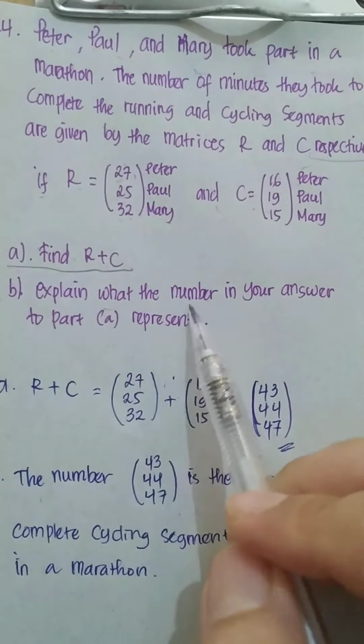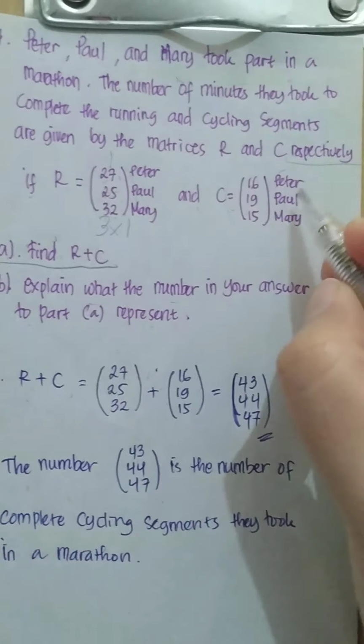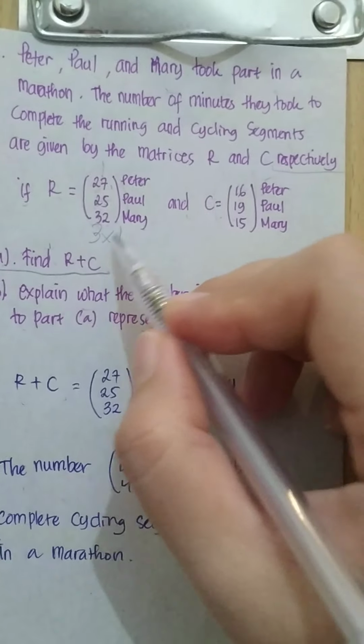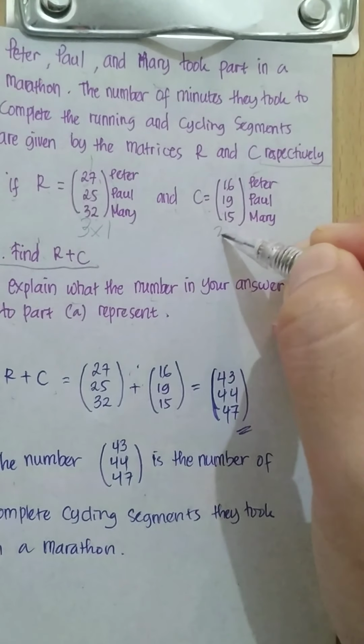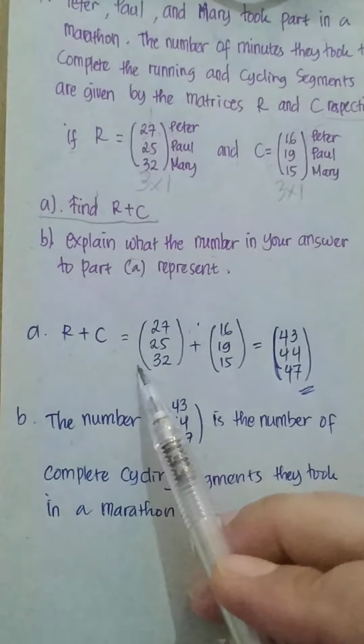Okay, so let's find part A. Part A is R plus C. Kalau R plus C udah gampang ya, matriks ini dijumlahkan dengan matriks ini. The order of this is 1, 2, 3. So 3 times only one column, 3 times 1, and then 3 by 1. Also same 3 by 1. Karena sama ordernya maka bisa dijumlahkan.